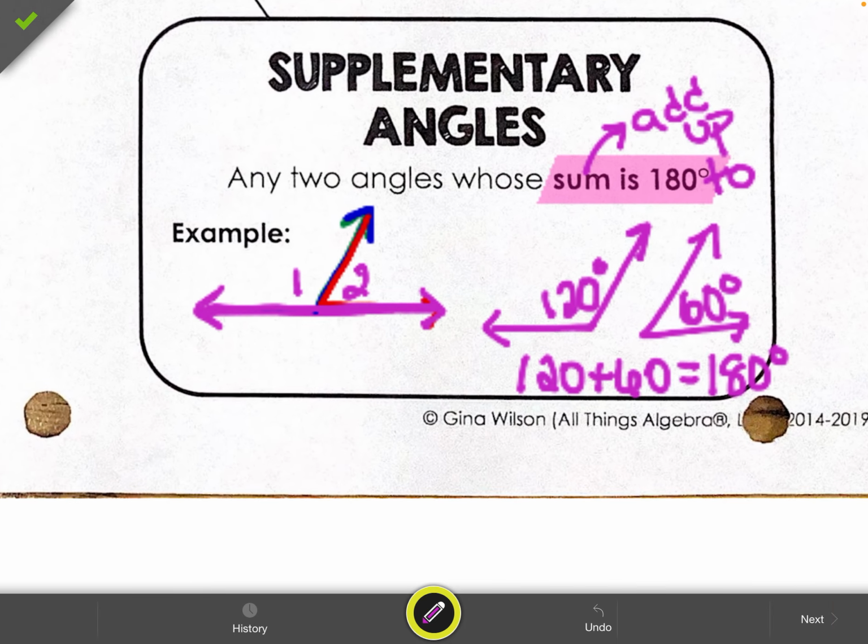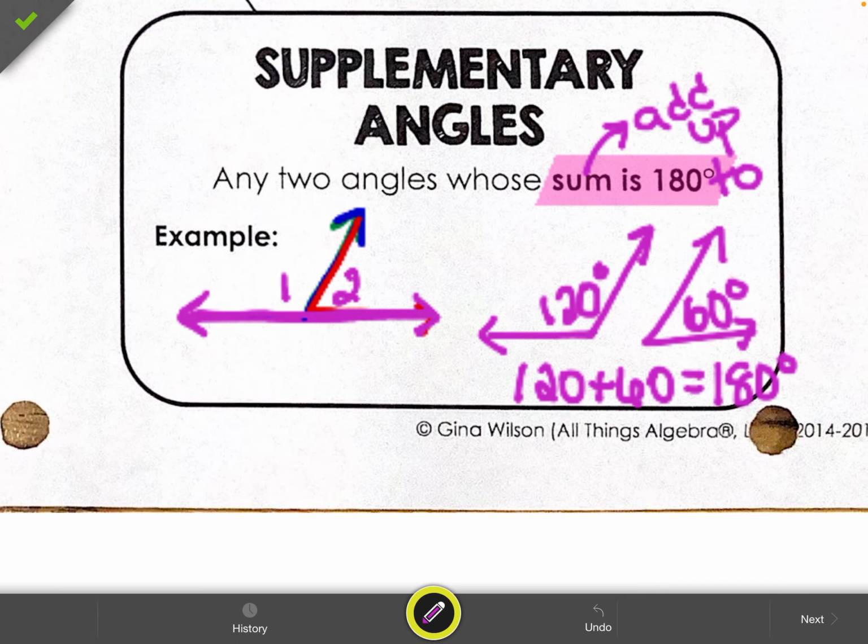But again, we'll be mostly working with the adjacent angles that are supplementary. So what you're looking for is, are they next to each other and do they create a straight angle? If they do, they add up to 180.